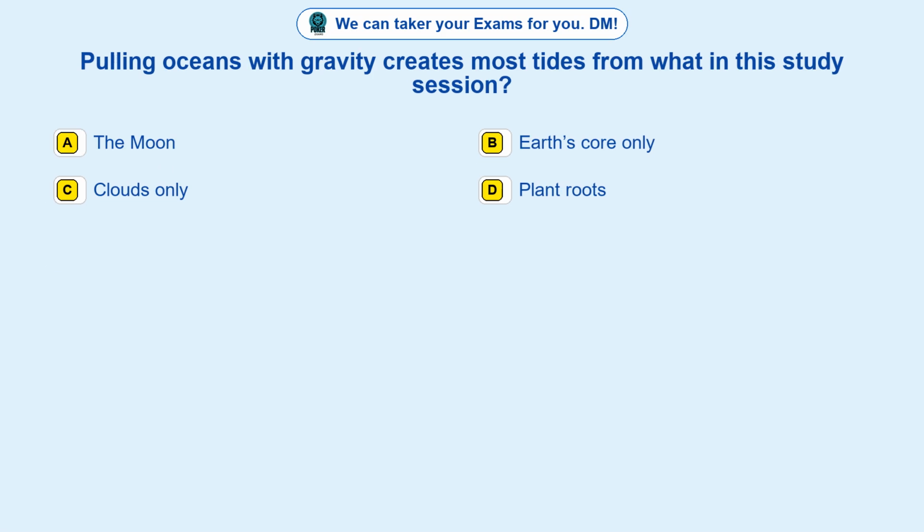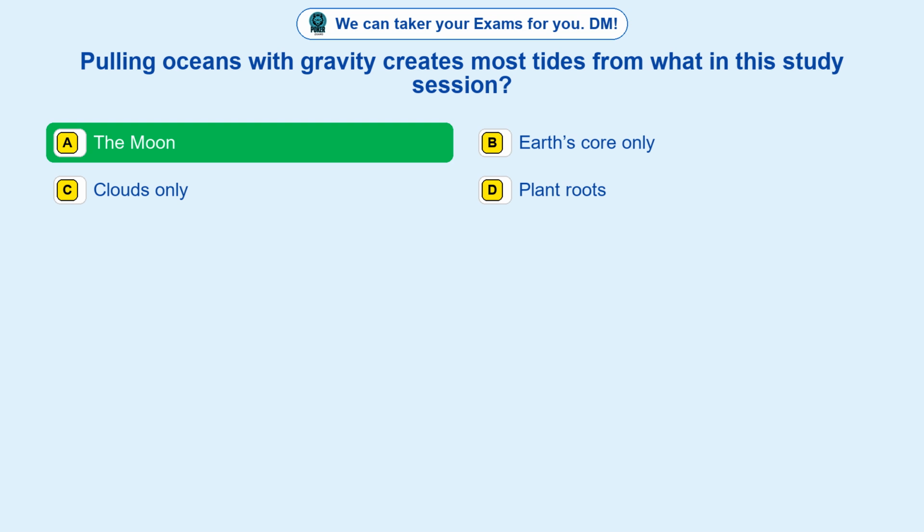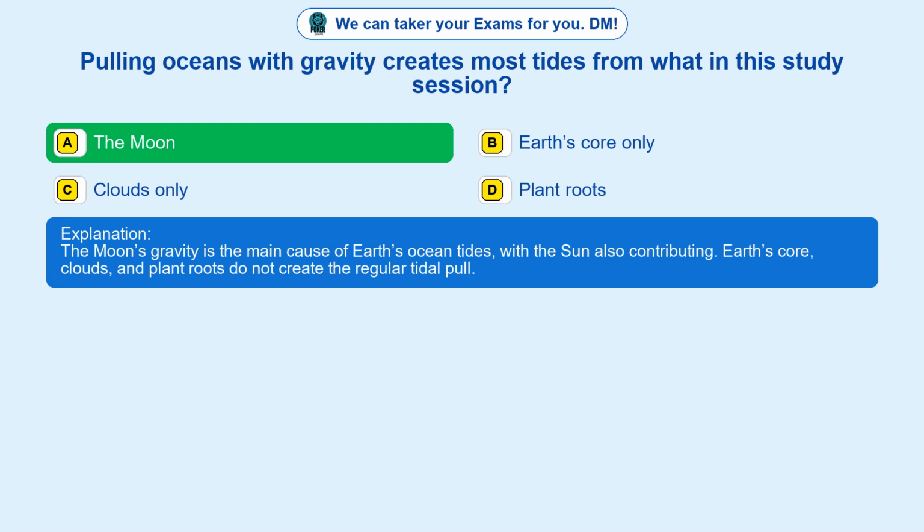Question 91. Pulling oceans with gravity creates most tides from what in this study session? Option A, the moon. Option B, Earth's core only. Option C, clouds only. Option D, plant roots. The correct answer is option A. The moon. The moon's gravity is the main cause of Earth's ocean tides, with the sun also contributing. Earth's core, clouds, and plant roots do not create the regular tidal pull.